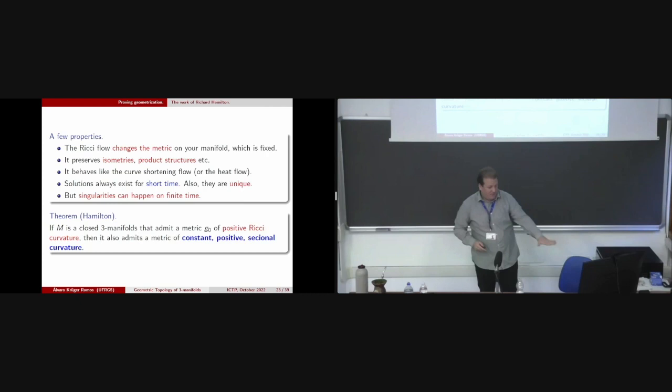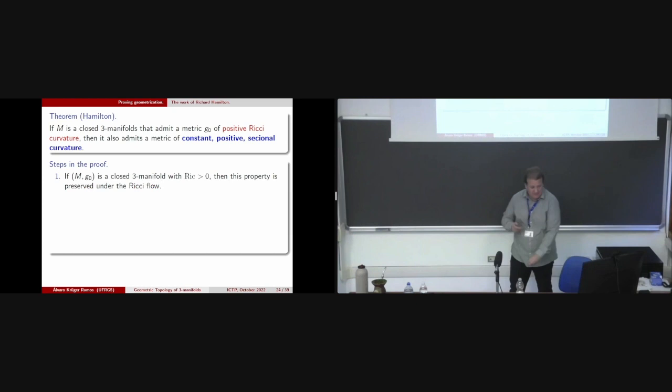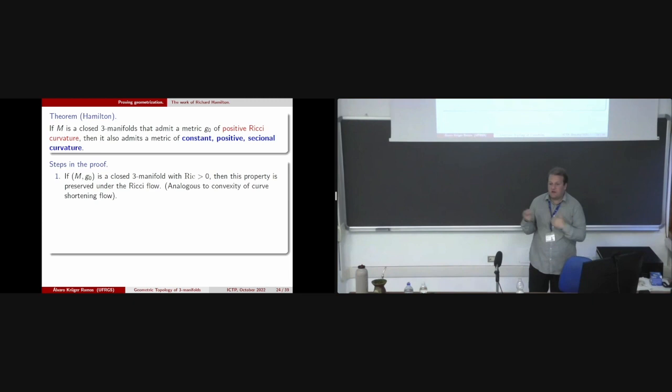Okay, so let me explain how Hamilton got this theorem using the Ricci flow. Actually, I'll just explain the steps in the proof. They are hard analysis, each one of them. The first one is that if you start with positive Ricci, then this property is preserved. It's like convexity for curve shortening flow. You are flowing in the direction of Ricci, so if Ricci is positive, you are flowing all to the same direction and you remain positive Ricci curvature. Easy to understand, probably not so easy to prove.